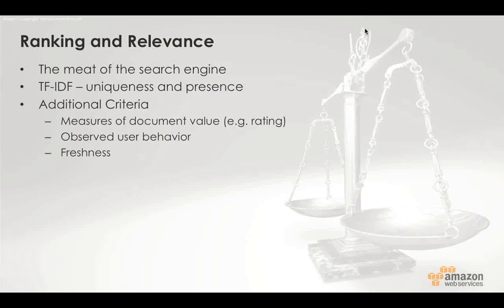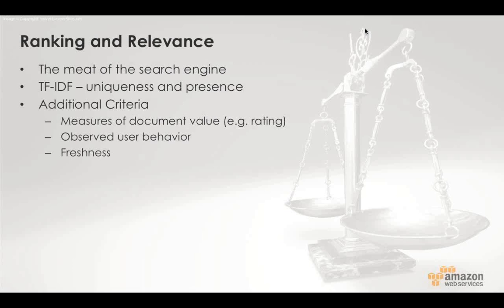Strictly text-wise, this gives us a measure of the match between the user's query and a particular document. However, there are many additional criteria that allow us to discriminate between very similar seeming documents. These are usually added in after the fact or along with the TF-IDF score. And some of these include a measure of the document value. So if we have users who have given ratings to movies, then we want to include the rating in the overall score for a particular document. We'd like to bring better movies to the top.